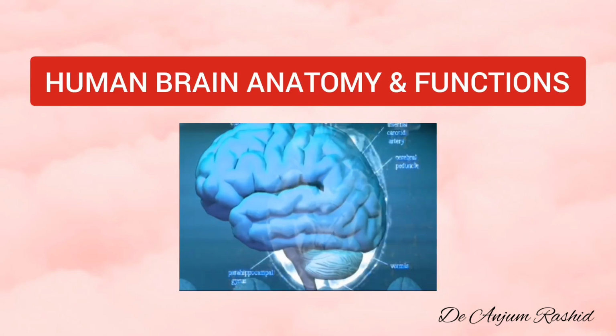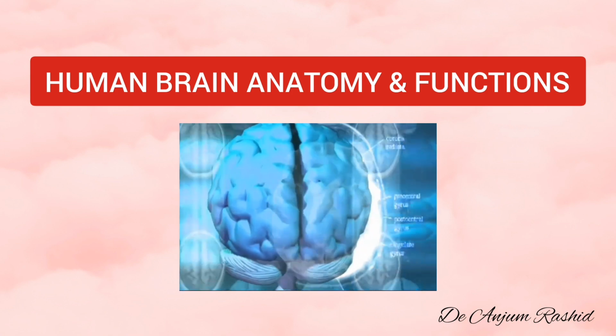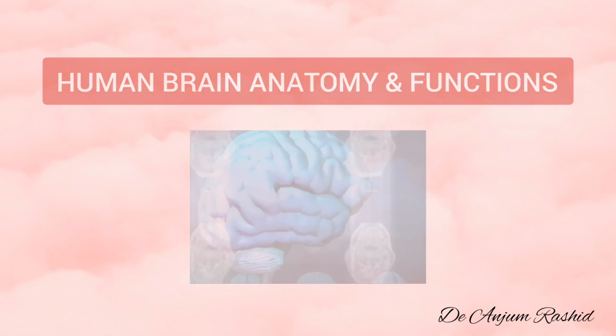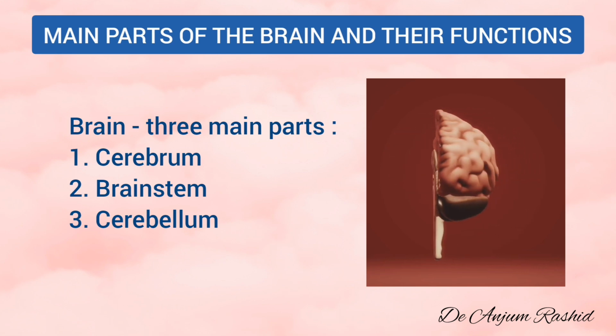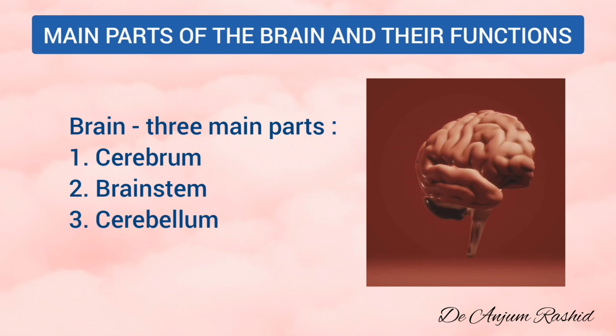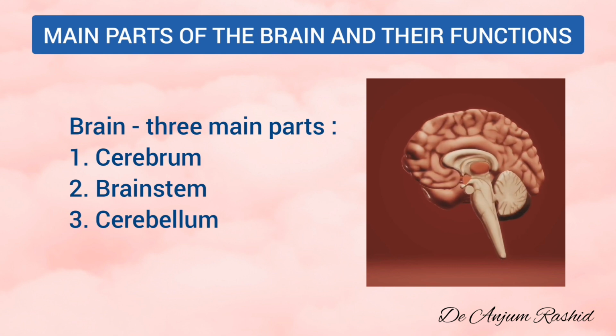This video is about main parts of the human brain and their functions. At a higher level, the brain can be divided into three main parts: the cerebrum, the brainstem, and the cerebellum.